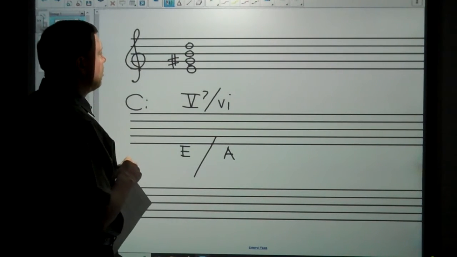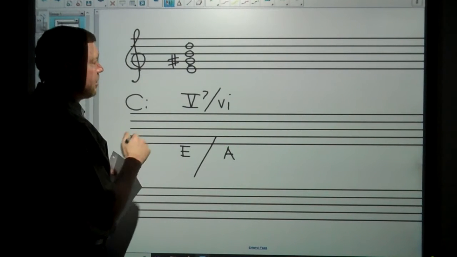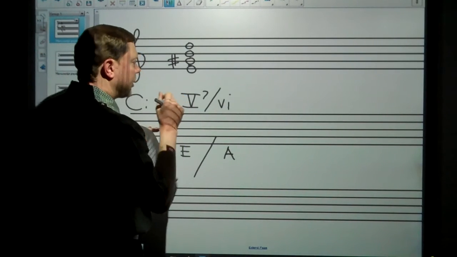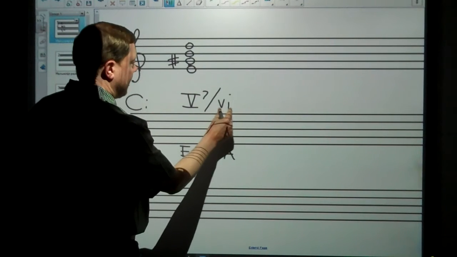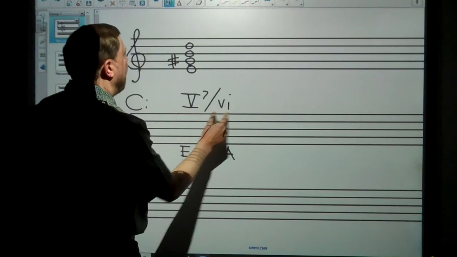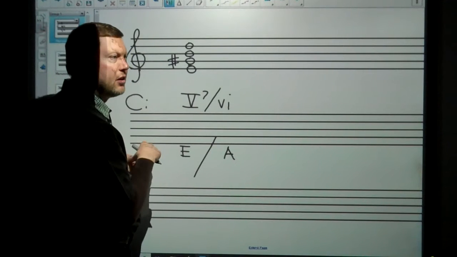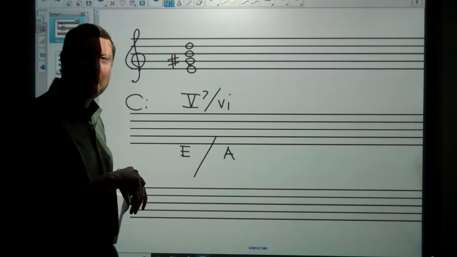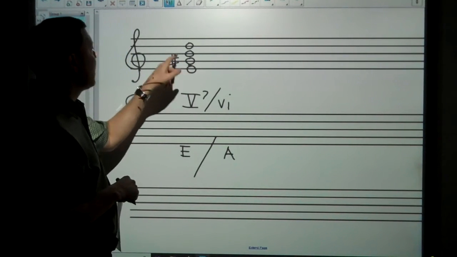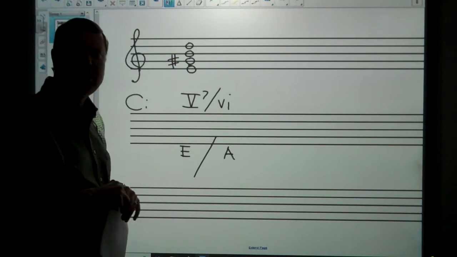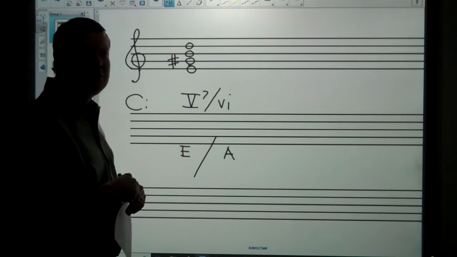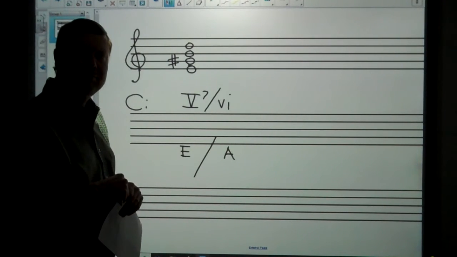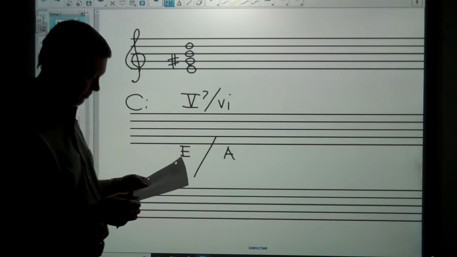So that's one way to look at how to spell secondary dominants. If you want to temporarily think in the key of the chord you're trying to tonicize, in this case it would be A minor, how would you spell then a 5-7 in A minor? Well, you'd spell it exactly like this. You'd use E and you'd use G sharp, and then you'd use B and D. And lo and behold, that turns out to be a major minor 7th chord. So that is the correct way to spell it.